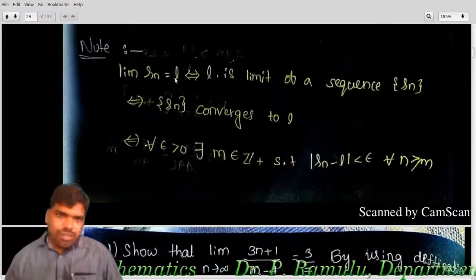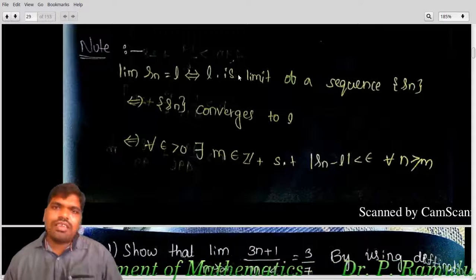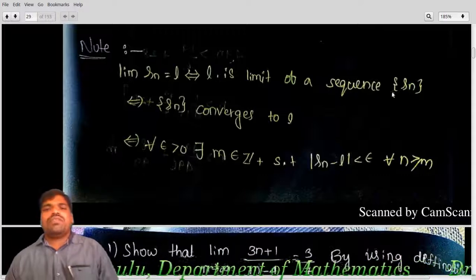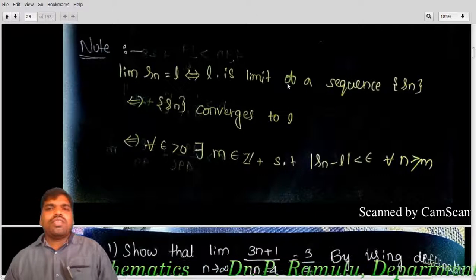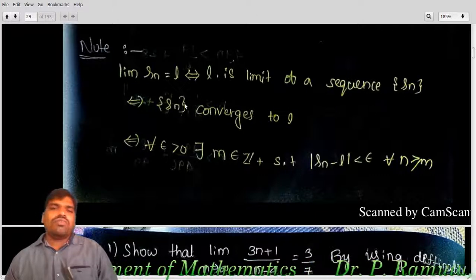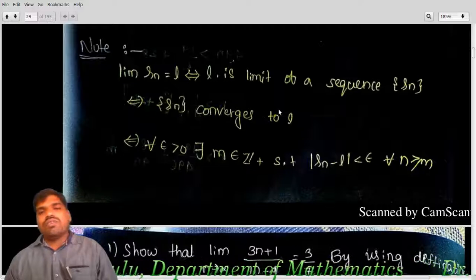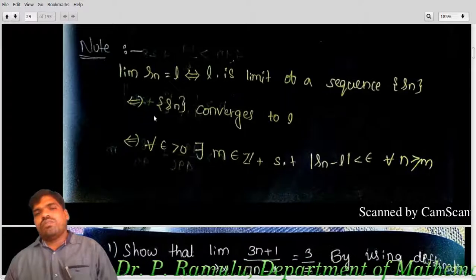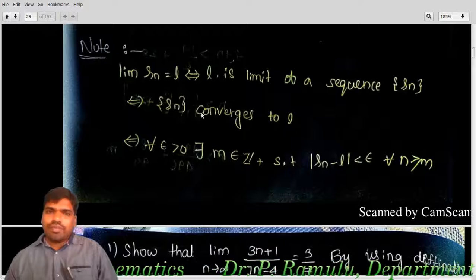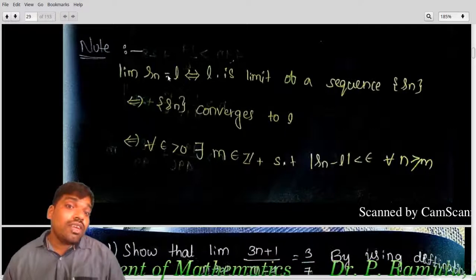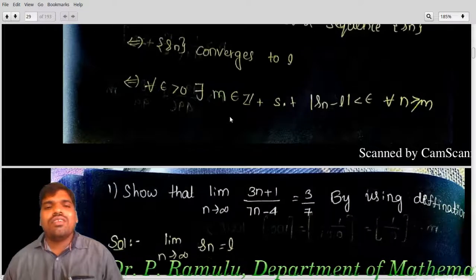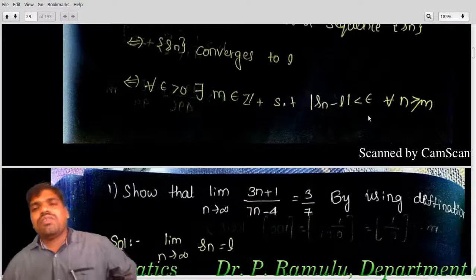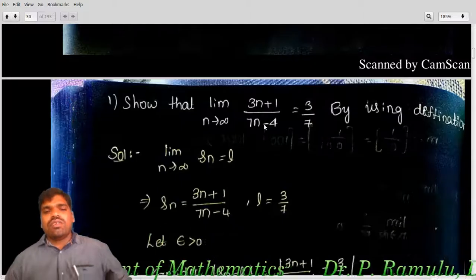Note: the limit of Sn equals L if and only if L is the limit of the sequence Sn, which implies Sn converges to L. Or you can say that for all epsilon greater than 0, there exists an m such that mod Sn minus L is less than epsilon. So this thing you have to remember.